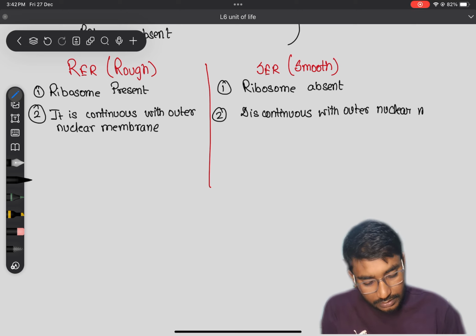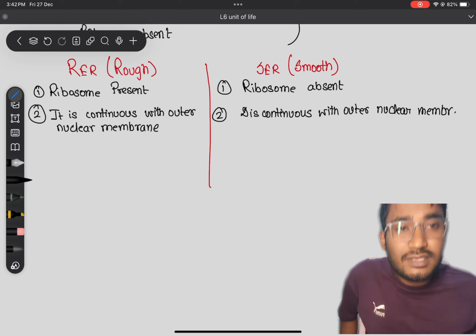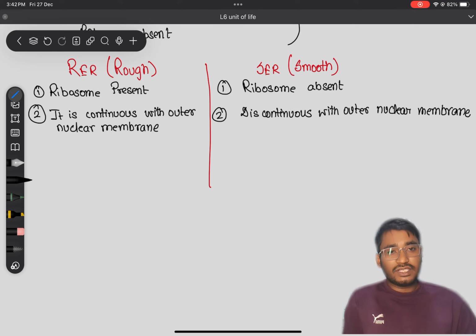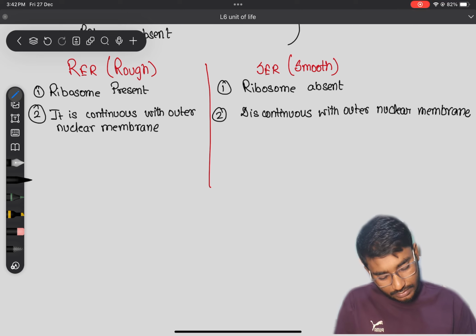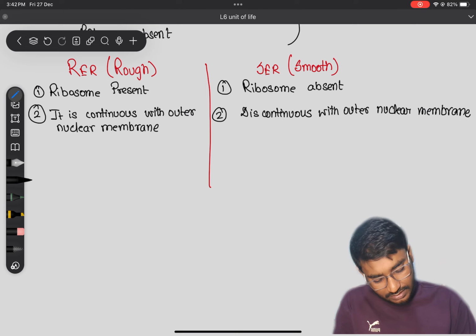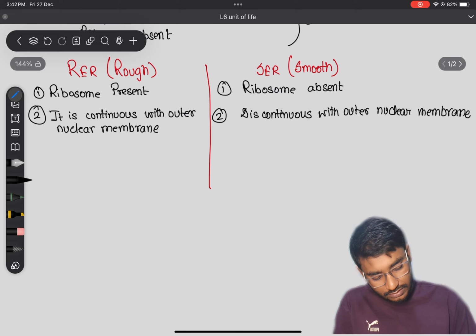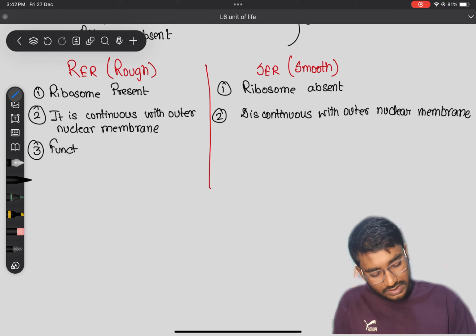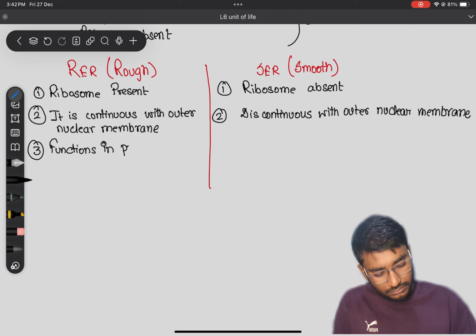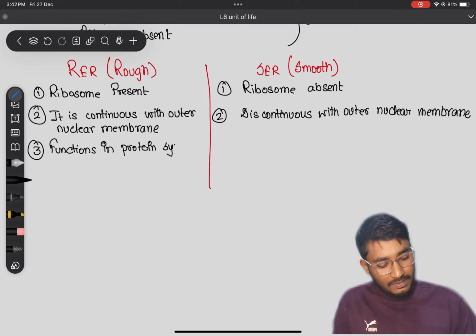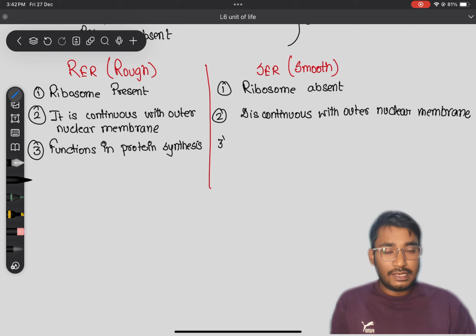Okay, they function in the synthesis of protein. So RER functions in protein synthesis. Lipid synthesis: lipid is synthesized in the SER.